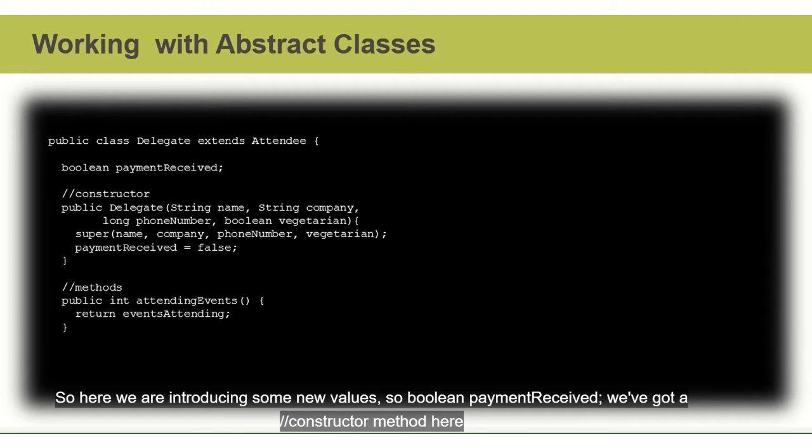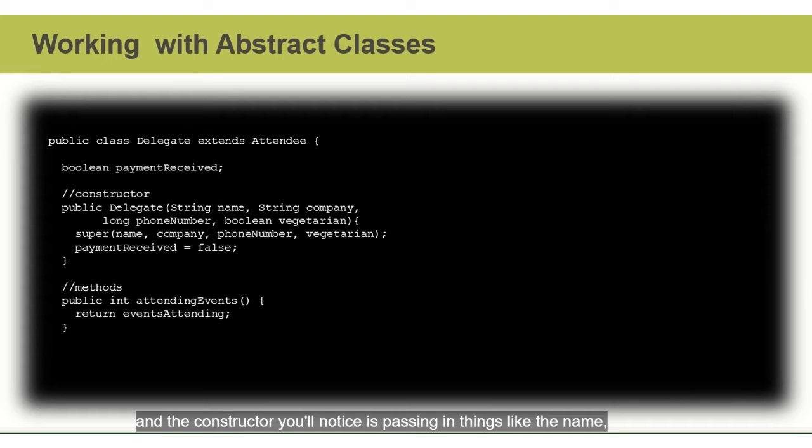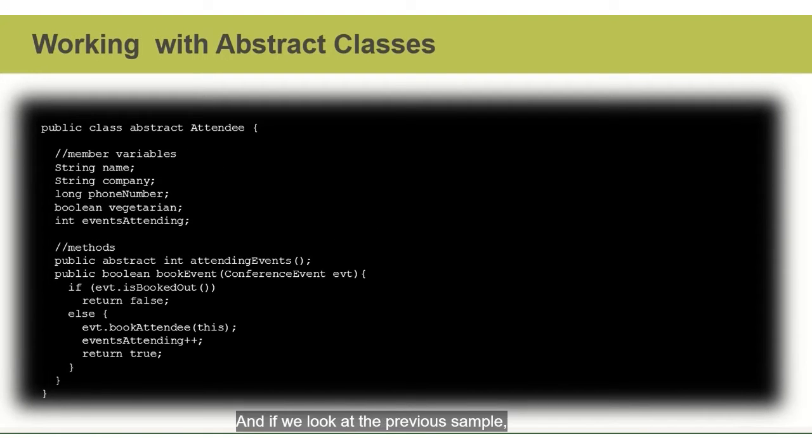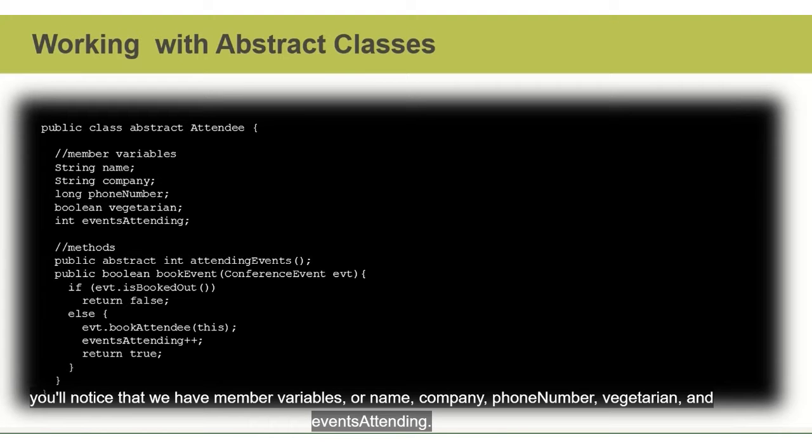So Boolean payment received. We've got a constructor method here. And the constructor, you'll notice, is passing in things like the name, the company, the phone number, and whether or not they're vegetarian. And if we look at the previous sample, you'll notice that we have, member variables are name, company, phone number, vegetarian, and is attending.